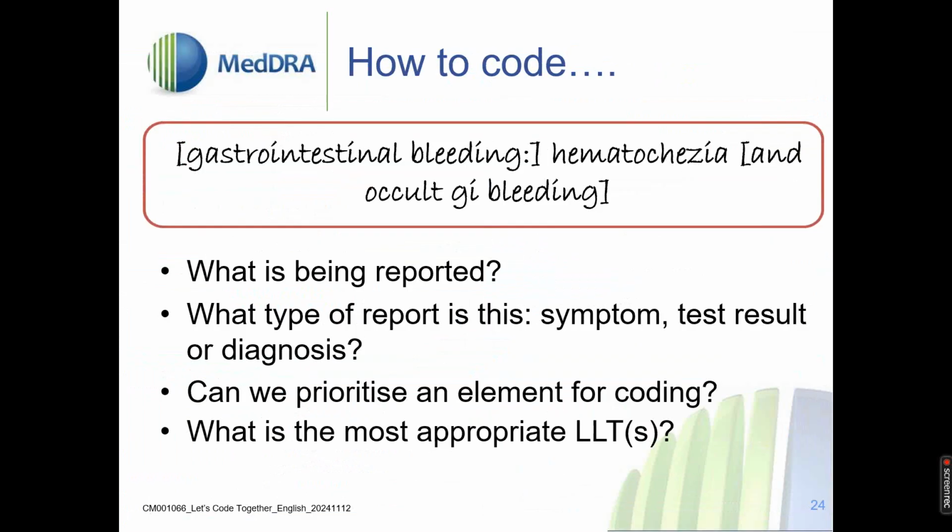So do we have a diagnosis there? Do we have a symptom, a combination? Can we prioritize, or do we need to split code here? Can we select one term, or do we need to split code? And we may need to refer to the MedDRA term selection points to consider guidelines in making that decision.